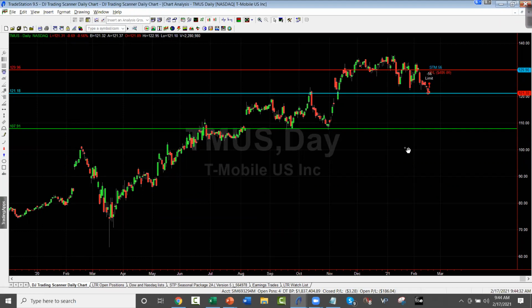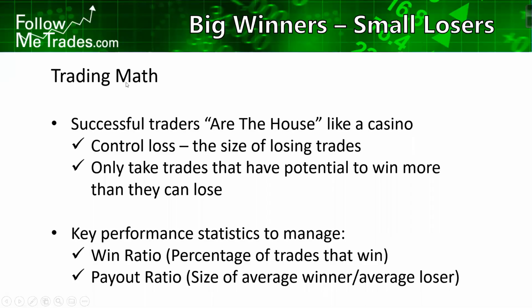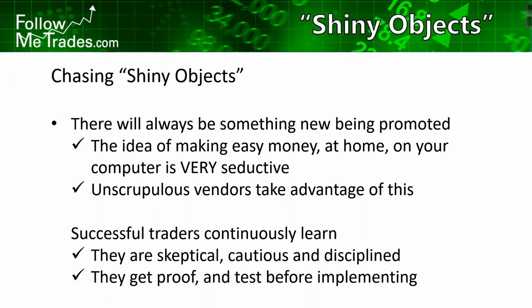Let me move on with a few more points that we wanted to make here. Okay, we left off here with trading math, right? And we kind of got into risk management, how to set up position sizes and all that kind of stuff. That was fun. So here's another thing that successful traders don't do. They don't chase shiny objects, right?